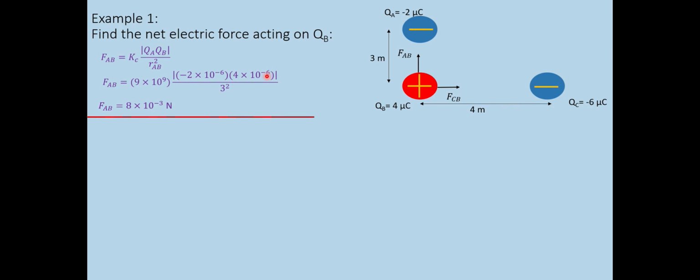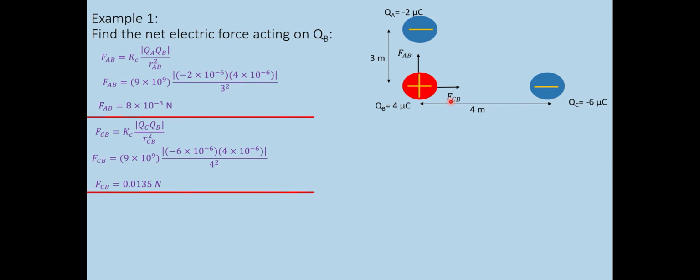Then we find the force applied by C on B, which is FCB, equal to K, QC, QB over RCB squared. We replace the values. QC is negative 6 times 10 to the power of negative 6 coulombs. QB is 4 times 10 to the power of negative 6 coulombs. And K is constant. The distance from C to B is 4. The answer will be 0.0135 newtons. Now, we found each force. We need to find the net force or the resultant force.